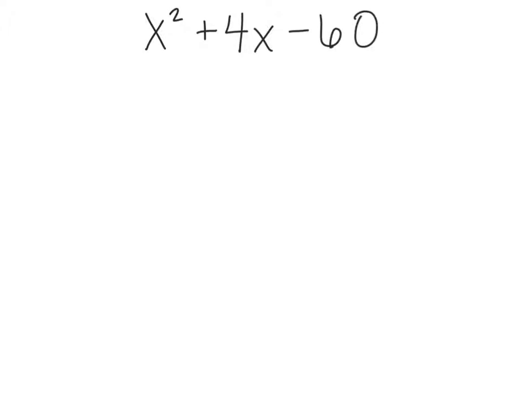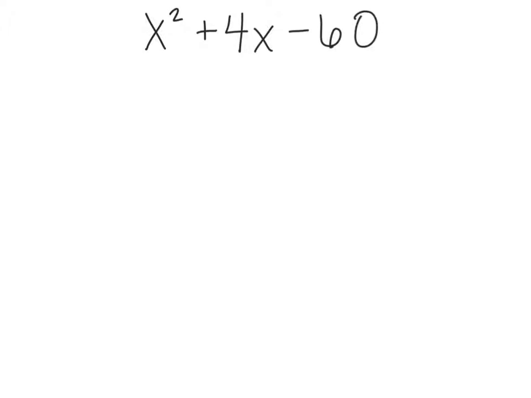So after greatest common factor, we looked at trinomials. Remember, trinomial means three terms with a leading coefficient of 1. So the problem you see on the screen says x squared plus 4x minus 60. This would be a trinomial because there are three terms, and the number in front of x squared, called the leading coefficient, is 1.